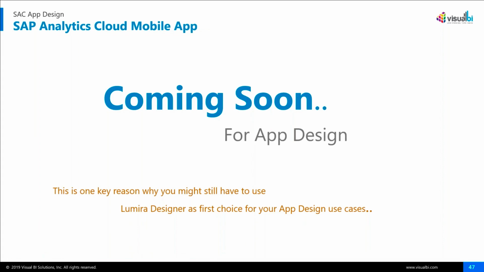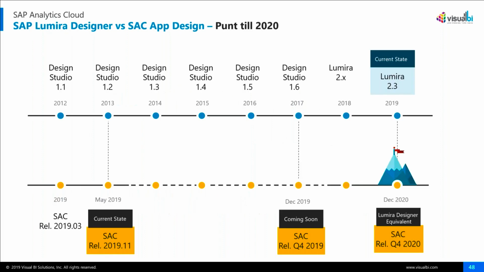One of the biggest reasons why you may not want to think about migrating your Lumira Designer use cases to app design is that there is no real mobile client for it. If you want to deliver your app design applications on mobile, you just do not have a solution today. Yes, it is coming, but that is one primary reason why you cannot consider it as of today.